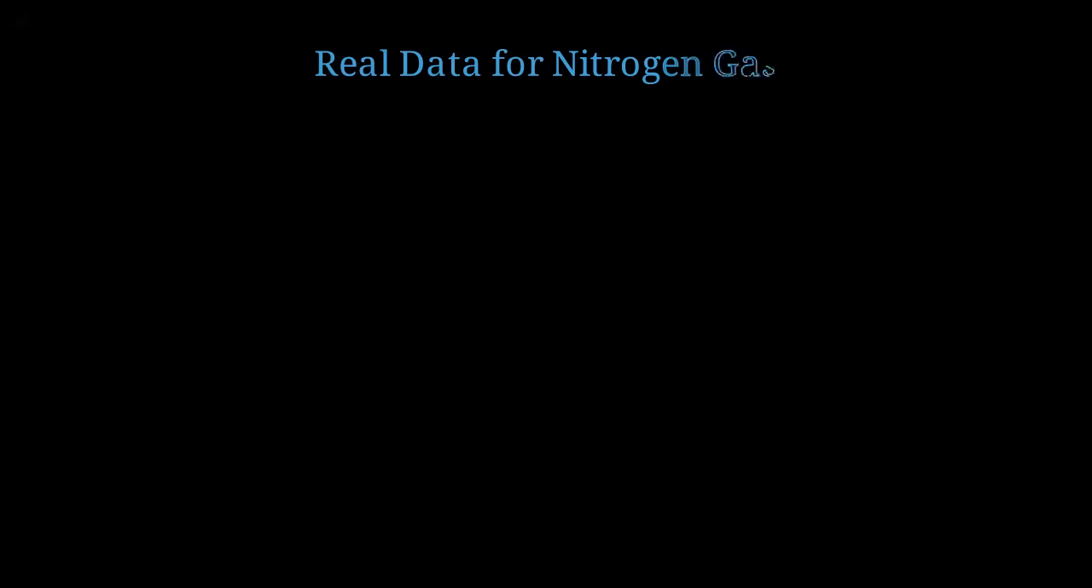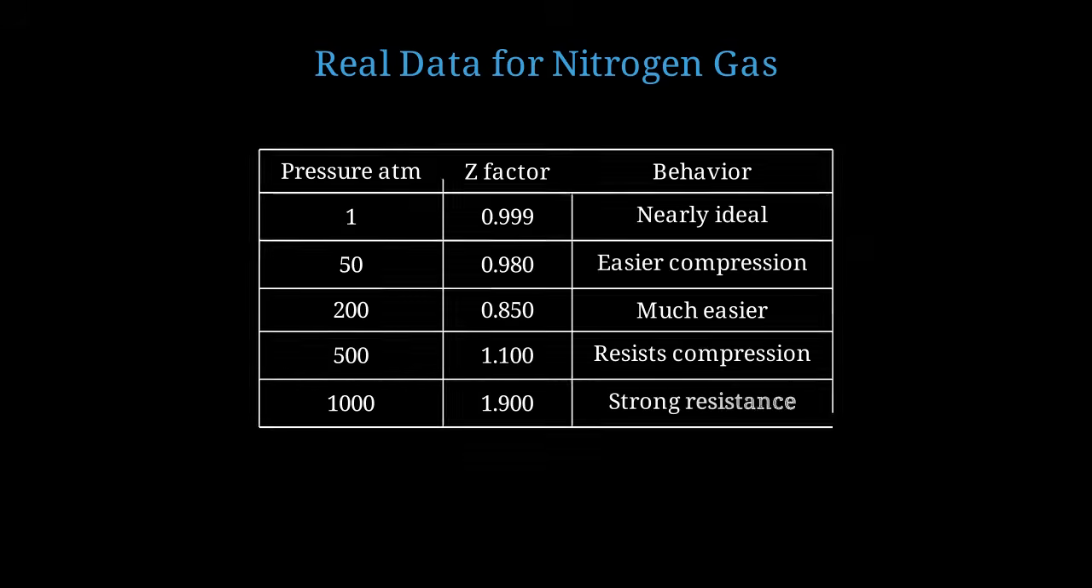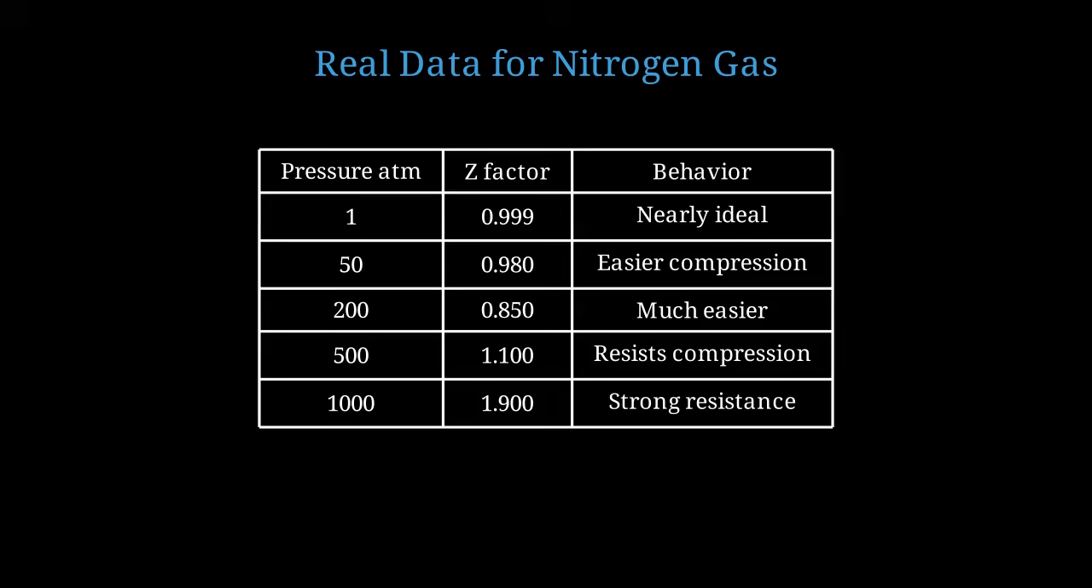Let's look at real experimental data for nitrogen gas at 300 Kelvin. This data shows the dramatic failures of the ideal gas law. At 1 atmosphere, Z is 0.999, nearly perfect. At 50 atmospheres, Z drops to 0.98. The gas compresses more easily due to intermolecular attractions. At 200 atmospheres, Z is 0.85, a huge deviation.